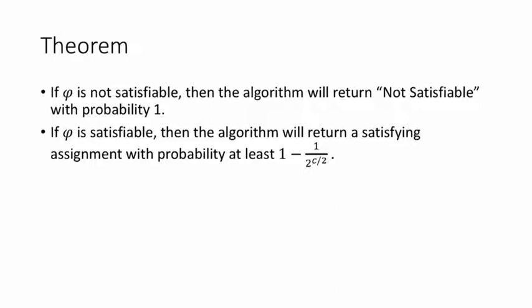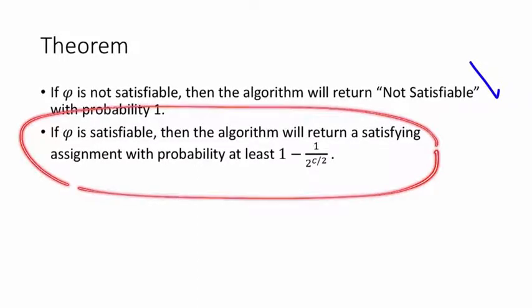It turns out that this algorithm actually works with high probability. That is, if phi is not satisfiable, then the algorithm will always say so and return not satisfiable. On the other hand, if phi is satisfiable, then the algorithm will return a satisfying assignment with high probability, in particular with probability at least 1 minus 1 divided by 2 to the c over 2, where c here is the same constant that we had in the definition of the algorithm. It should be pretty easy to see that if phi is not satisfiable, this algorithm will always say so. So let's put a check mark next to that first bullet point. For the rest of this video, we're going to focus on proving this second bullet point.